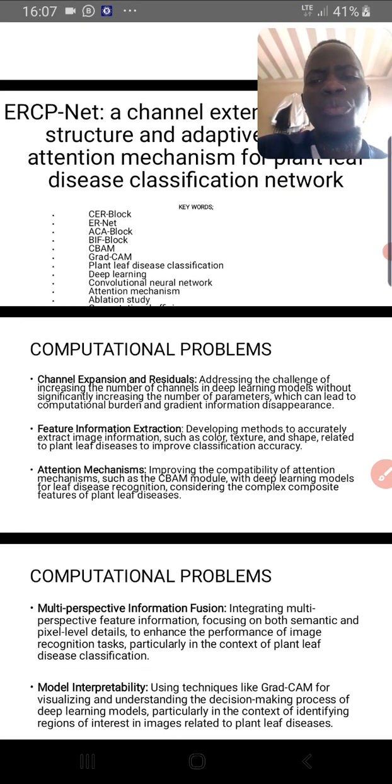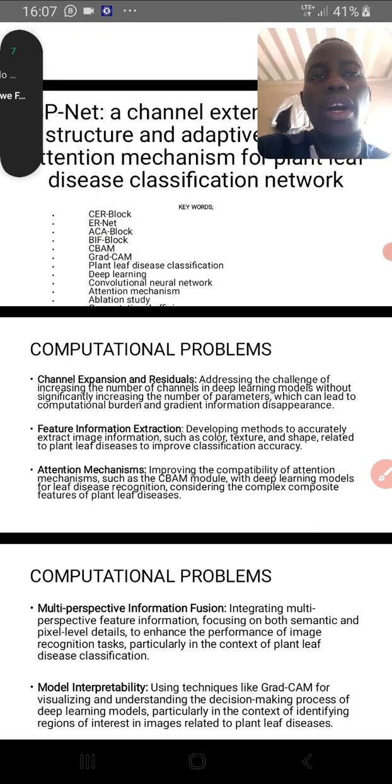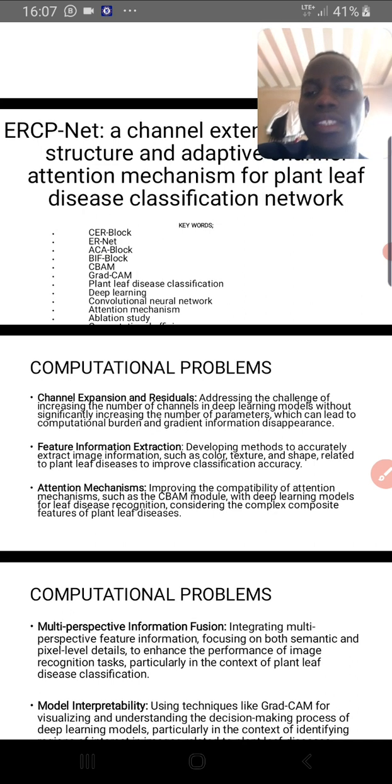This model is just a specific neural network architecture that is designed for plant leaf disease classification, and this model also incorporates a channel extension residue structure and an adaptive channel attention mechanism, which helps to improve its ability to classify the plant leaf diseases accurately.